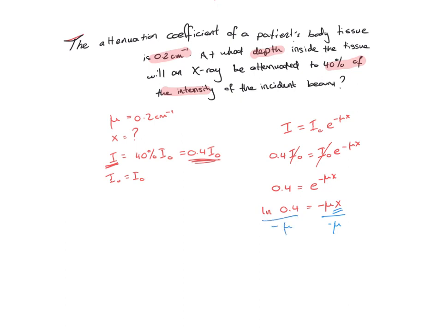I need to calculate x, so I will rearrange for x by dividing both sides by minus mu. And you have now x is equal to minus ln 0.4 divided by mu, where mu here was 0.2 per centimeter. That means the value of x, so the thickness or depth, will be in centimeters as well. So that will be equal to 4.58 centimeters, or, since we were given the values to one significant figure, about 4.6 centimeters.